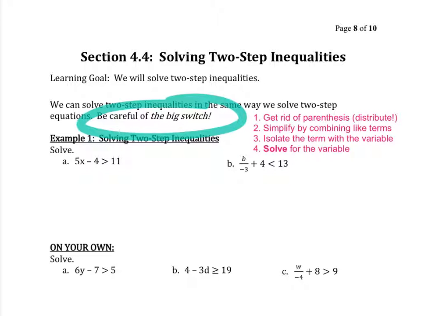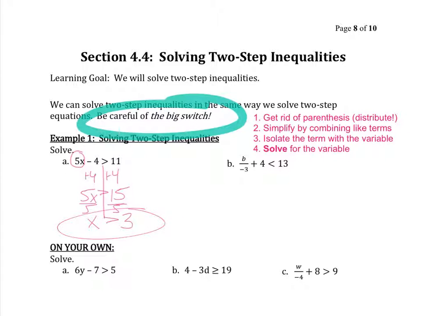So when looking at the first example, 5x minus 4 is greater than 11. After you put your balance bar in there, remember you're isolating the term with the variable here because there's nothing to distribute and there's nothing to simplify. So if it's 5x minus 4, I'm going to start by adding 4 to both sides. So I end up with 5x is greater than 15. And to finish solving, I'm going to divide both sides by 5. So I end up with x is greater than 3. Remember that you can easily check your solution by just plugging in a value of x that matches your inequality and making sure that it works.